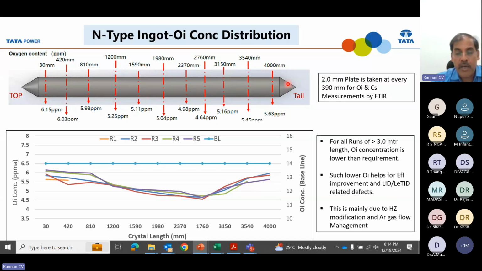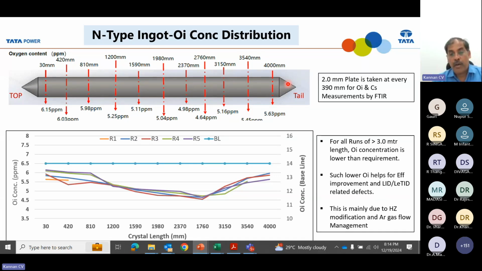Particularly carbon: in this CZ process, the carbon concentration will be relatively low, even though we are using so many carbon components like the graphite electrode and graphite susceptor. Still the amount of carbon going into the molten silicon is relatively low, because the growth process is under an argon atmosphere. So the amount of carbon getting into the melt is relatively low, whereas the amount of oxygen going into the molten silicon is very high, because you are using a quartz crucible.